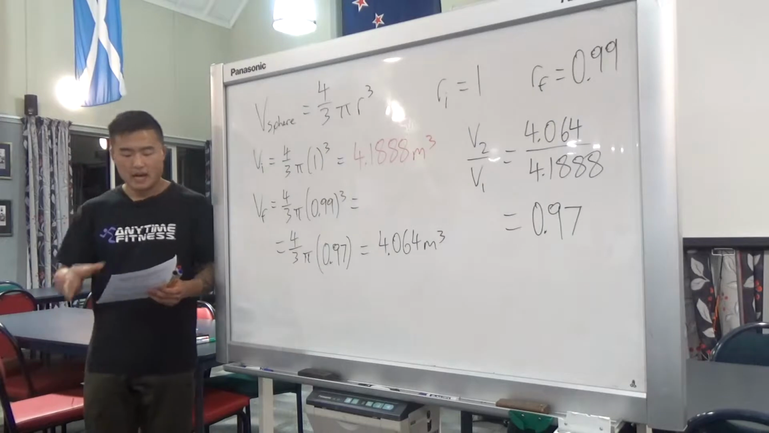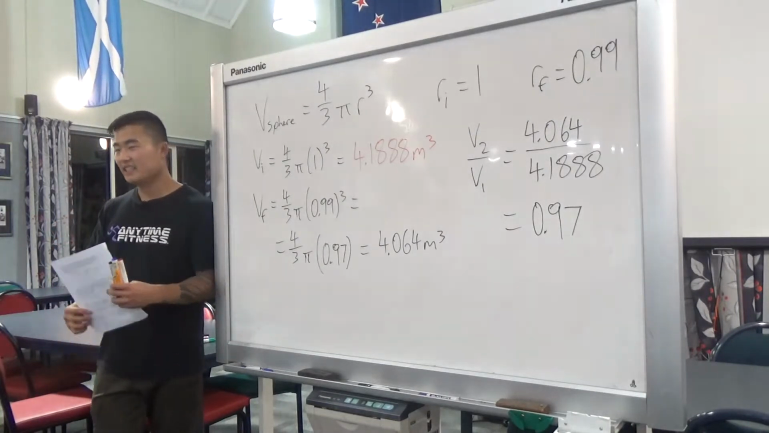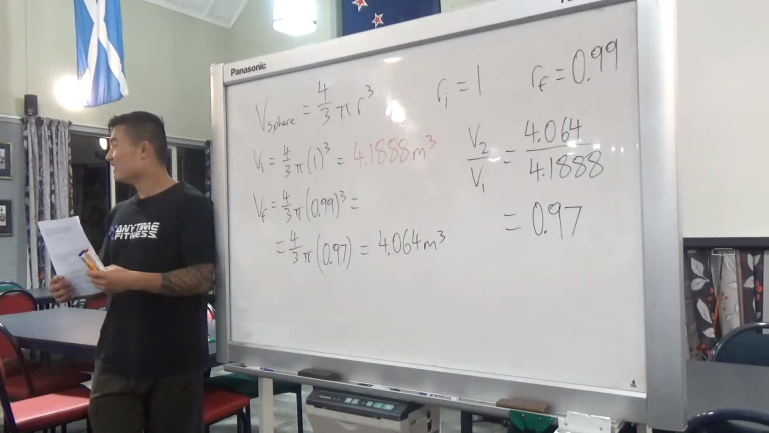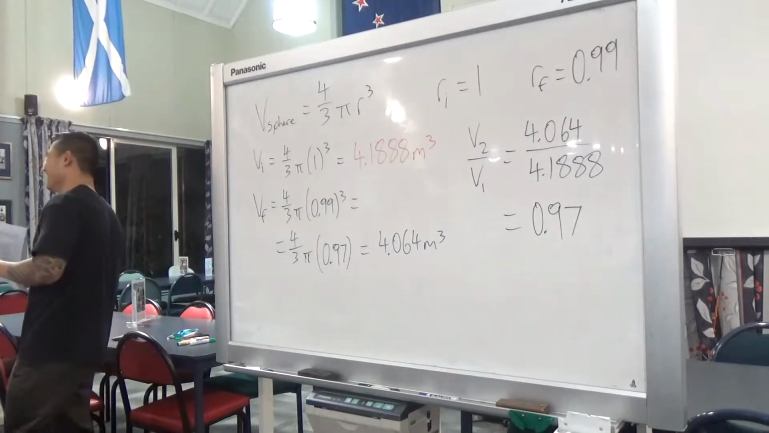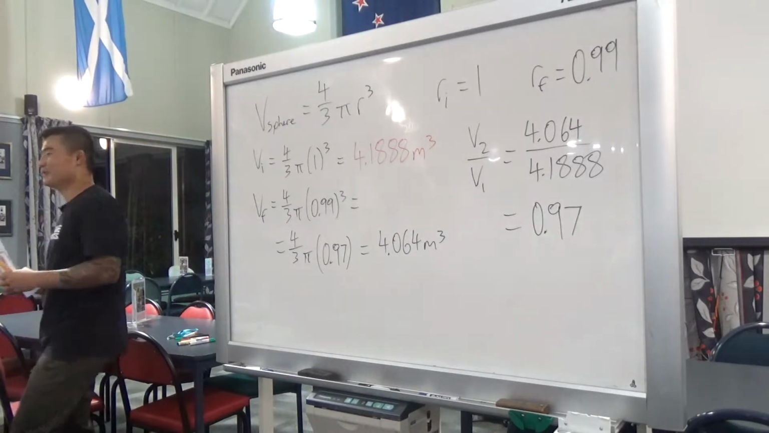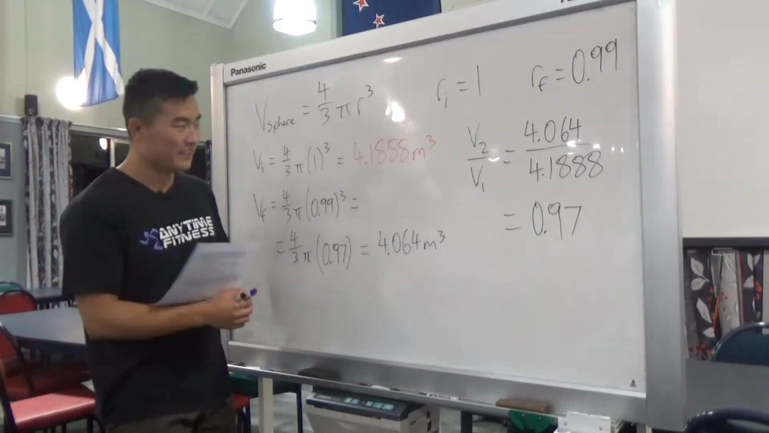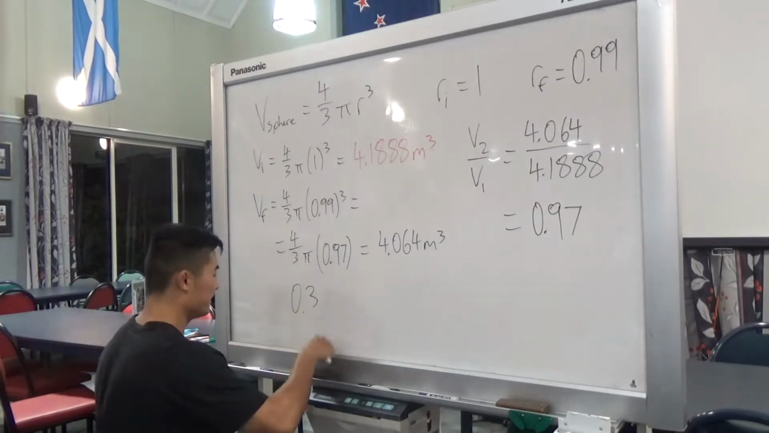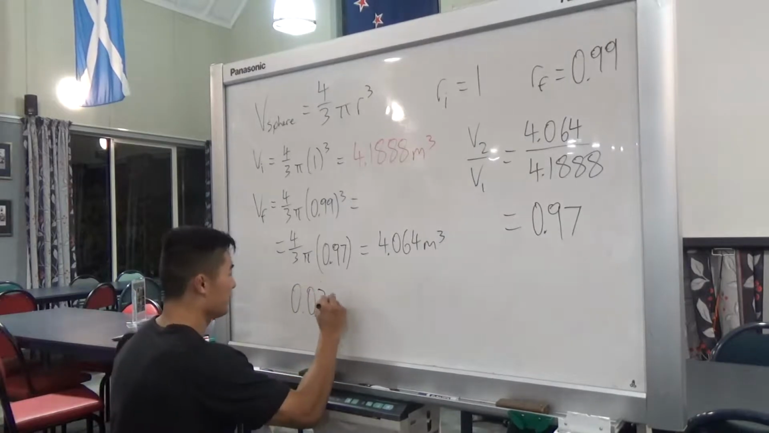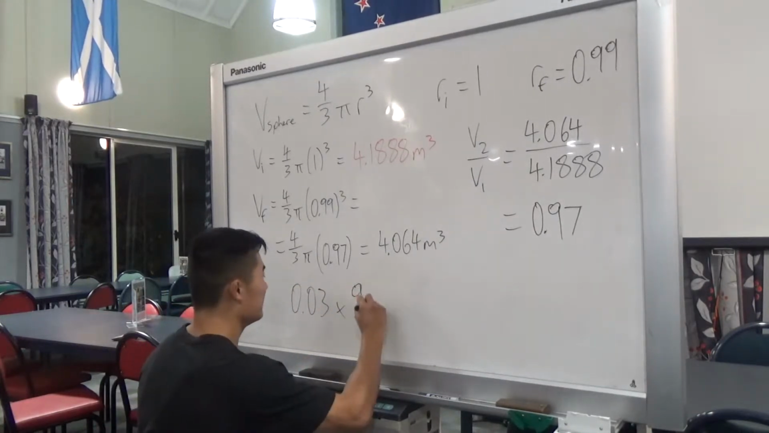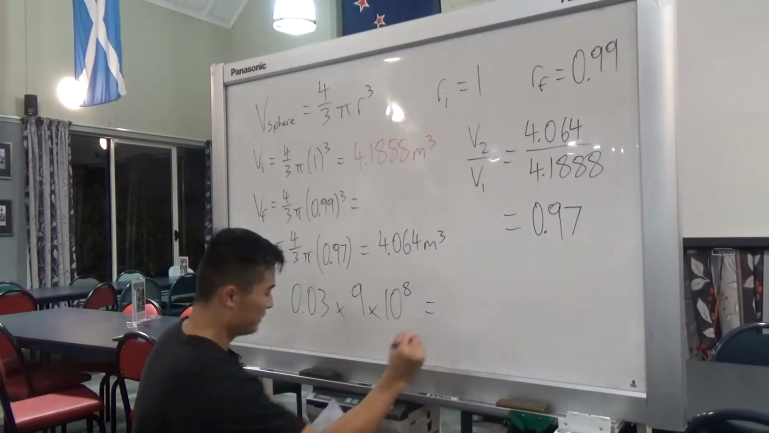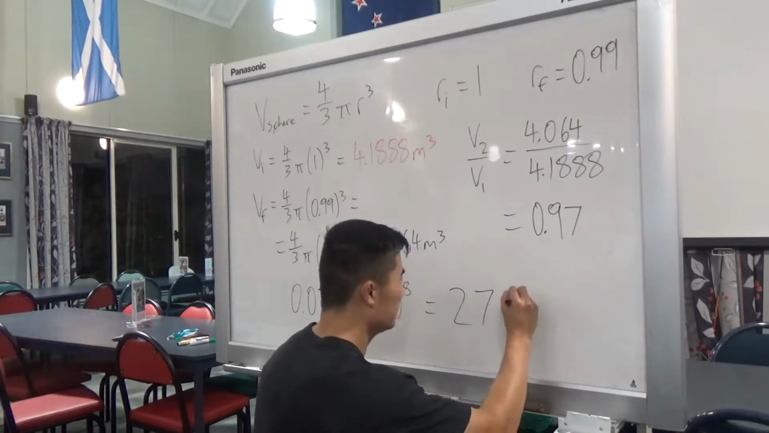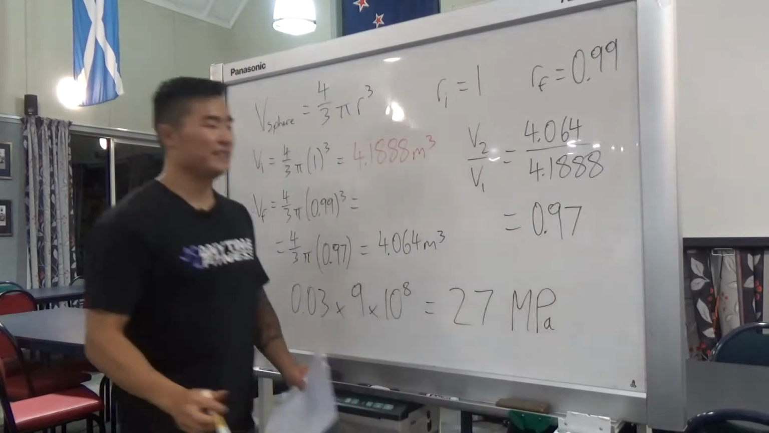So then, how much percent of the bulk modulus do we need? Yeah, so 3%, 0.03 or 3%. So we're just going to calculate 3% of the bulk modulus, which is 9 times 10 to the 8. So that's going to be 27 million pascals or 27 megapascals. Okay?